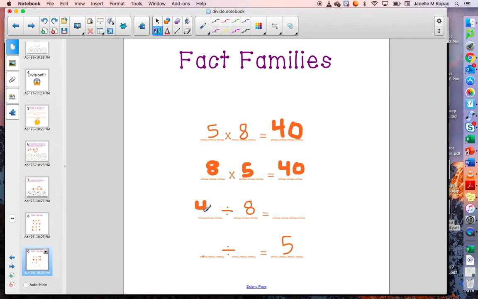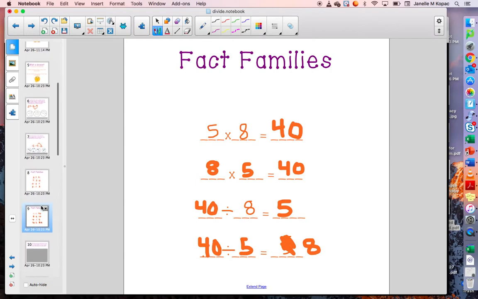The big number. 40 divided by 8 would be, take a look at the numbers in our fact family. Which one's missing? The 8, the 5, or the 40? We have a 40, we have an 8. It's the 5 that's missing. 40 divided by 8 equals 5. And, I have a mistake here. I'm going to cross this out. It's not what I wanted to be there. The other division problem, 40 divided by 5 would make 8.